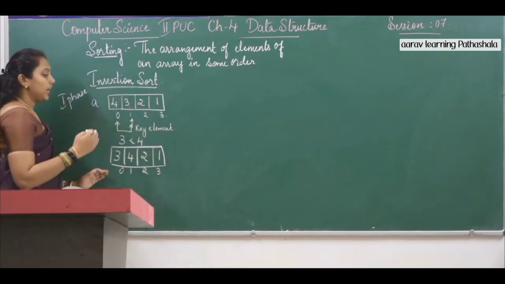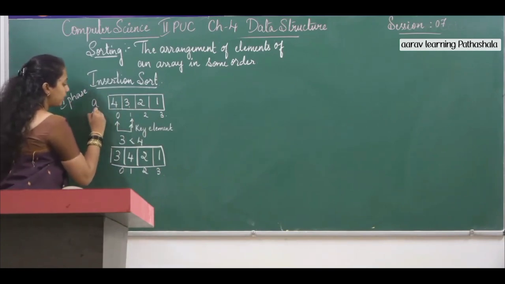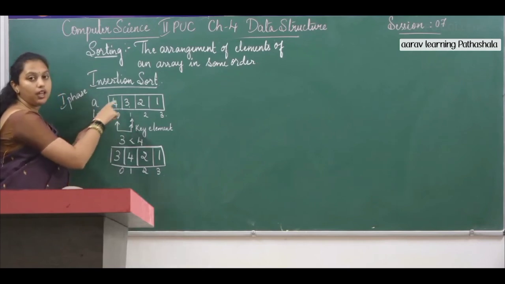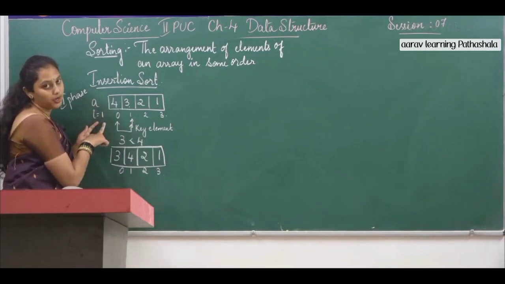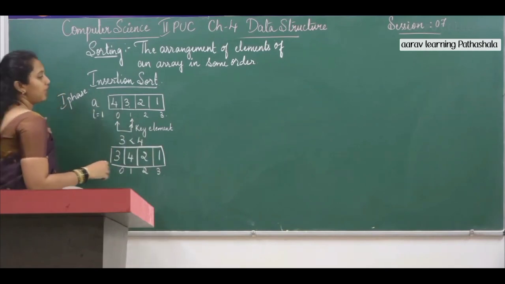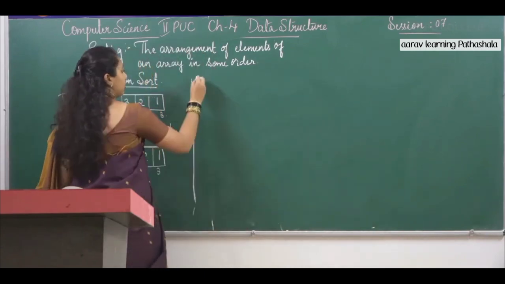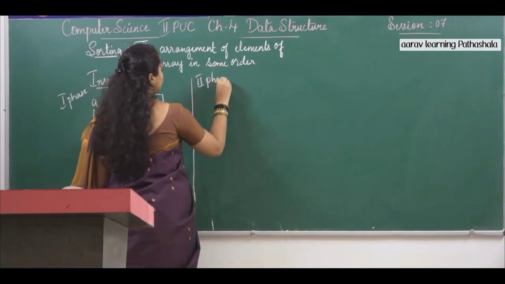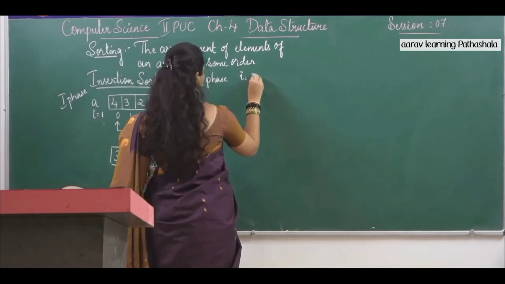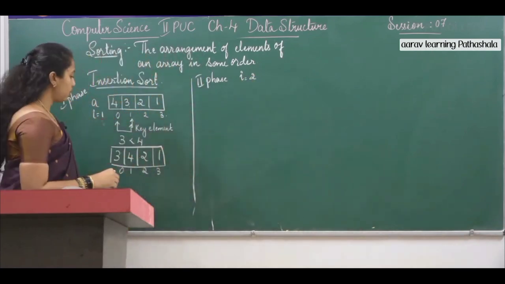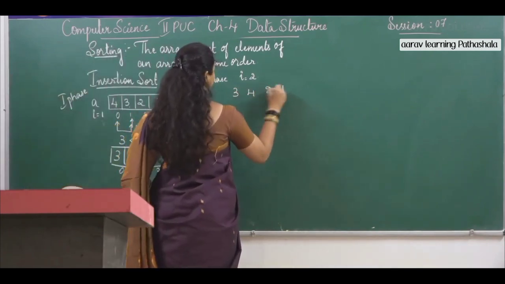Next, in the next iteration, I gets incremented. Here the value of I is 1. Why is it 1? As the comparison starts from the first position, the value of I is 1. In the next phase, I gets incremented, so I becomes 2. So what is the output of the first iteration? That is 3, 4, 2, 1.